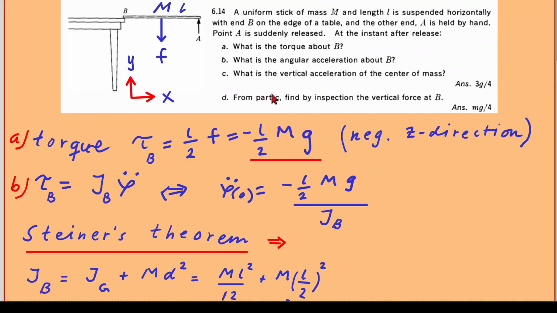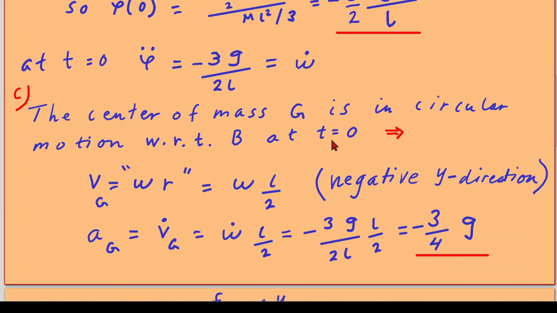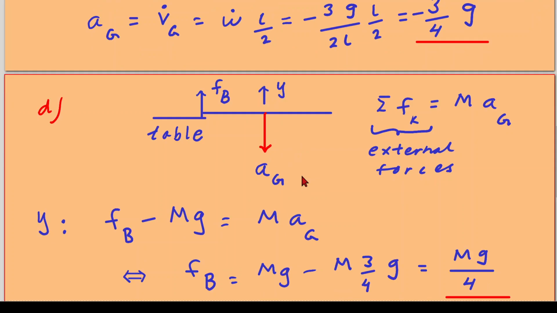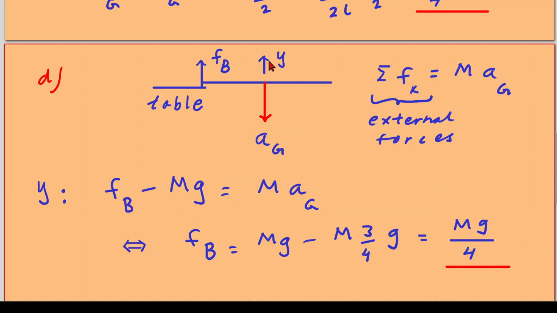And D, find the vertical force at B. So, okay, the forces we have is the gravitational force here, but you also have a normal force at B, right? And upwards until it can loosen at a later point. So here's the table. Here's the normal force at this point, B. And there is a gravitational force downwards, and the acceleration is also downwards. Here's the y direction defined.